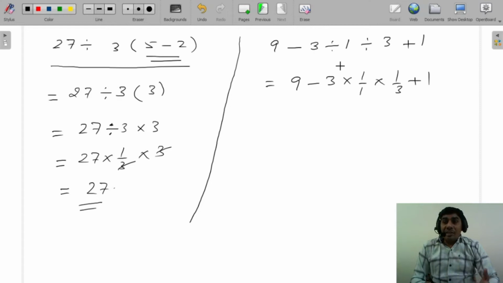To convert the division into multiplication, the number is reversed. 1 is 1 by 1, 3 is 1 by 3. Multiplicative inverse. Now, multiplication sign appears, so we have to solve the multiplication. 3 is cancelled by 3. So we have 9 minus 1 plus 1 is equal to 9.